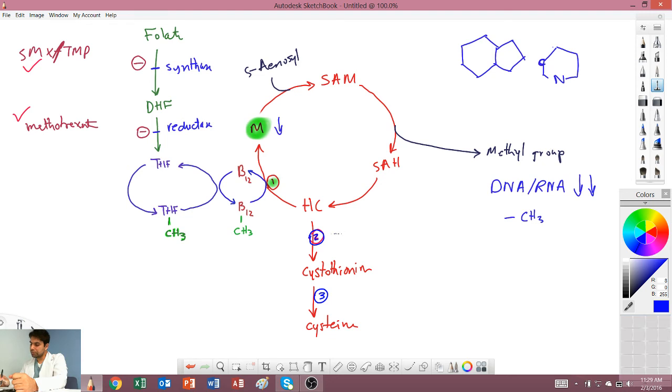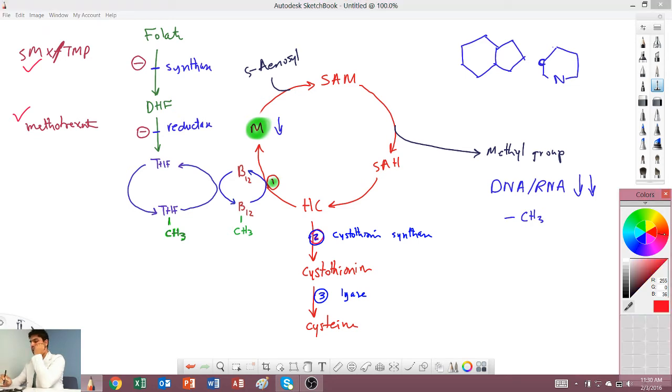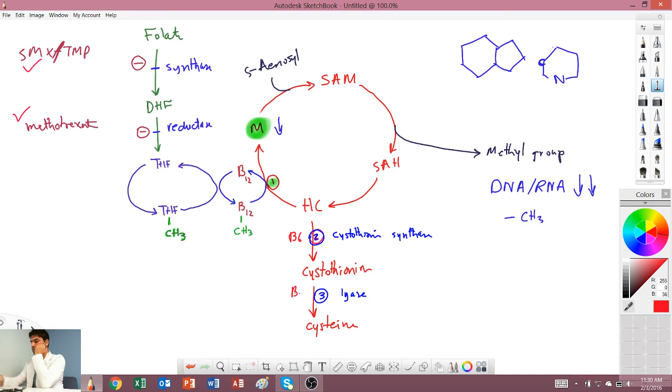Cystathionine synthase, that's enzyme number 2. Look, enzyme number 2 makes what? Cystathionine. And isn't it appropriate to call it cystathionine synthase? Enzyme number 3, what does it do? It breaks it down and converts it to cysteine, so it should be called lyase, cystathionine lyase. You won't have a problem remembering that. It's easy. Both of them require vitamin B6.